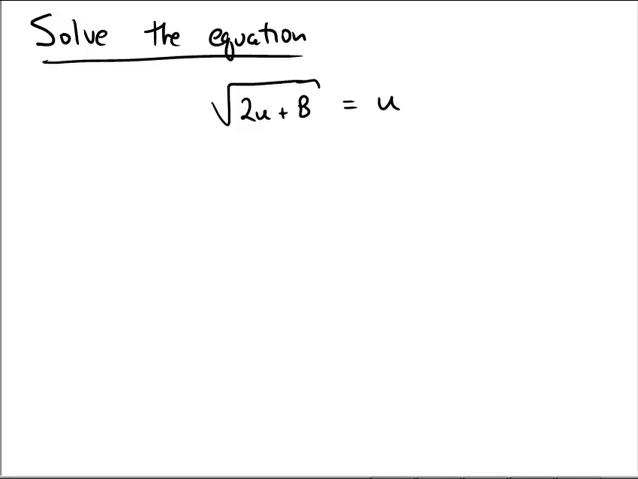You can pause after the second one or after the first one if you'd like to have a little bit more practice on your own. But let's do the first one together. Radical 2u plus 8 equals u.